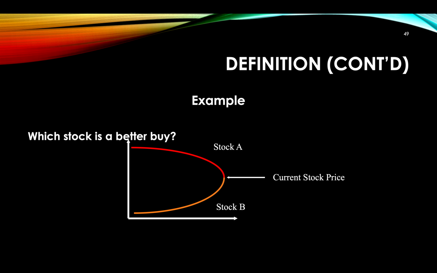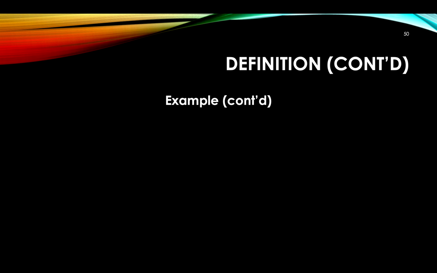For example, which stock is a better buy? Stock A has been going down in price, stock B has been going up in price, and they're both at the current same price. Which is a better buy? The weak form says neither is a better buy, that they're both equal.